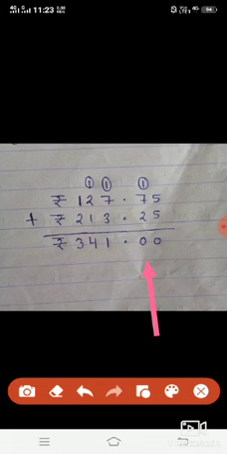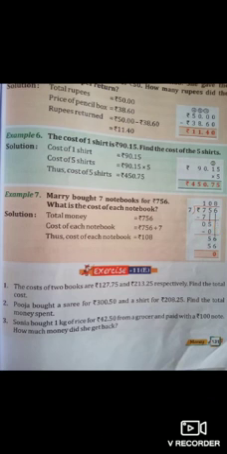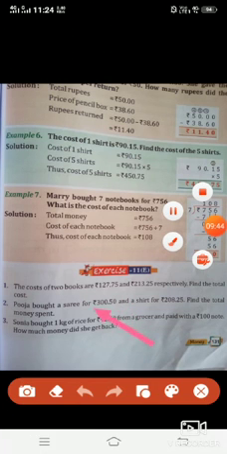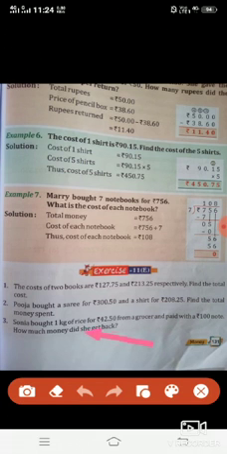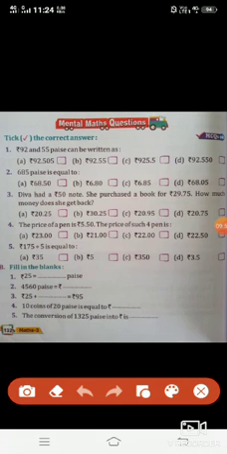Students, you will solve the rest of the questions yourself. Question number 2 and 3, and the rest of the questions you will solve yourself like the first question. This is a mental maths question, and this is a revision exercise. So students, you will solve it in homework. Complete your work in maths.